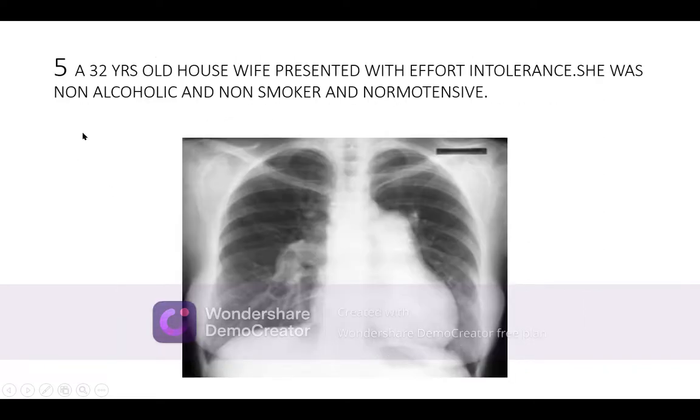And the last X-ray was of a 32-year-old housewife who presented with effort intolerance. She was a young lady at 32, non-alcoholic and a non-smoker. She was non-offensive. She presented with effort intolerance since about 6 months or 4 months, gradually escalating. Looking at this X-ray, all parameters are seen, and the breast shadow is seen here, trachea central, everything.